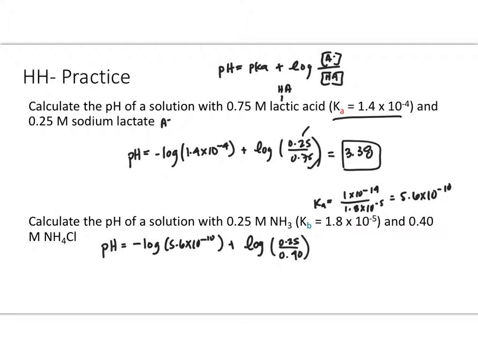If we plug this in our calculator, we end up with 9.05 as our pH. As you can tell, Henderson-Hasselbalch saves a lot of time and effort, so it's something that you may want to include in your practice. But make sure, guys, that you can do both the ice table setup and the Henderson-Hasselbalch.